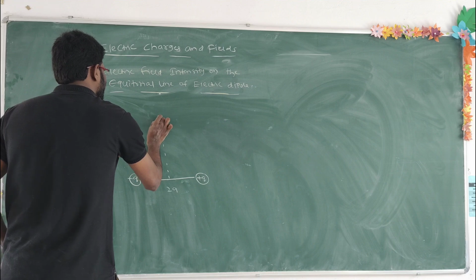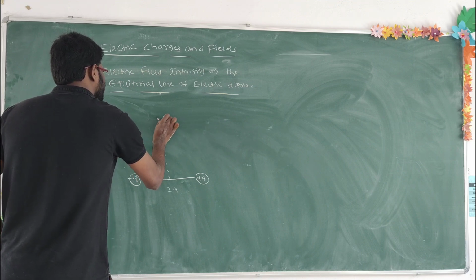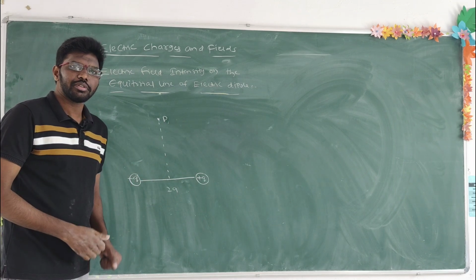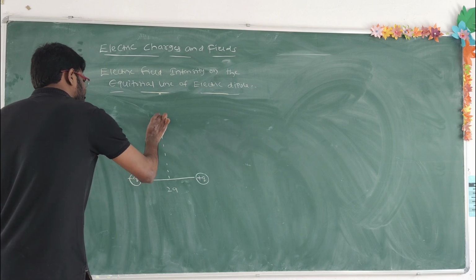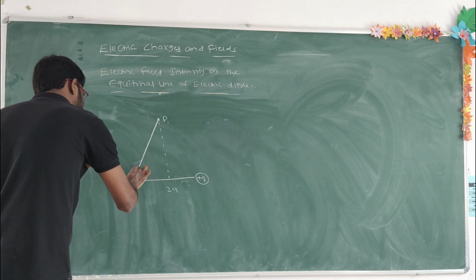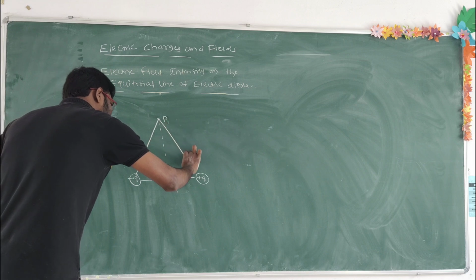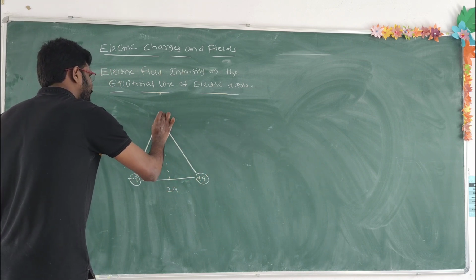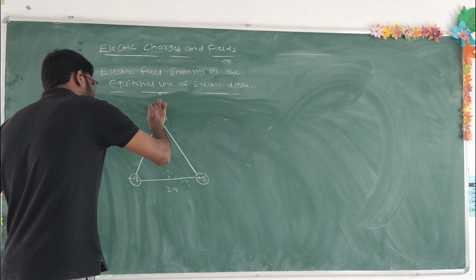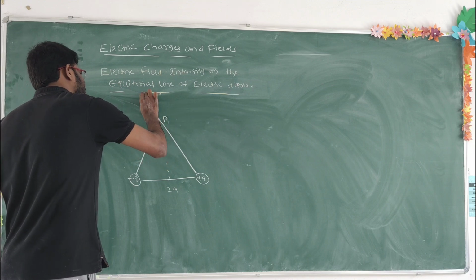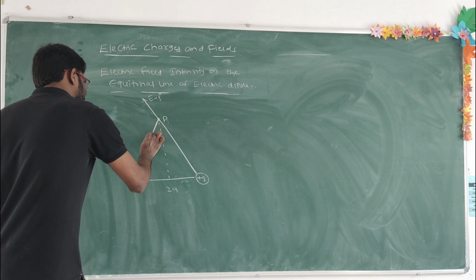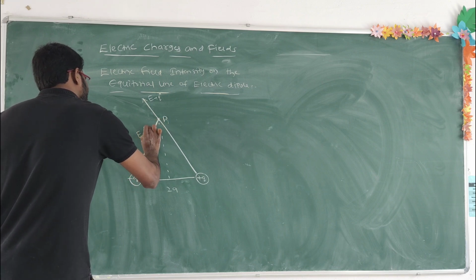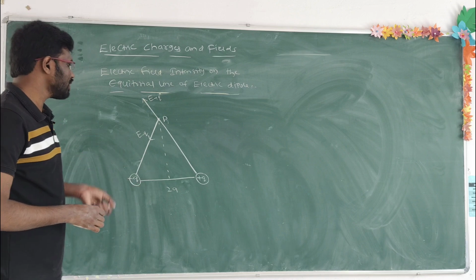At this P, we need to find the electric field intensity. This point P is at the same distance from minus q and plus q. Due to plus q, the electric field is in outward direction, E plus q, and due to minus q, the electric field is in inward direction, E minus q.